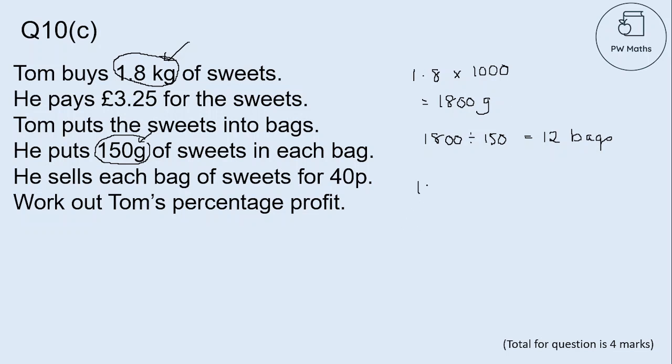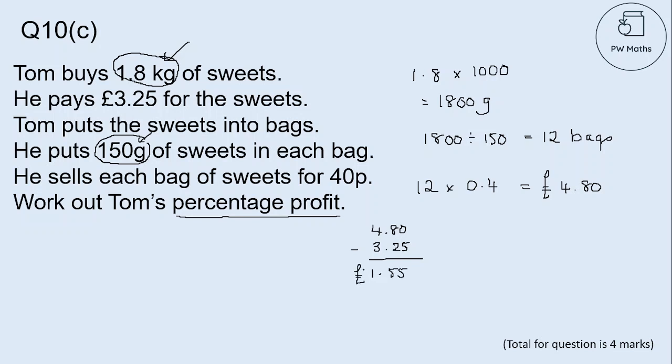He then sells each of those bags, those 12 bags, for 40 pence each, meaning that he ends up with £4.80. Now we've done lots of lovely maths, we've picked up lots of lovely marks already, but that's actually not what the question is asking us. We've still got to work out his percentage profit. So not his profit, but his percentage profit. So £4.80, take away his original investment that he made, his £3.25, gives £1.55.